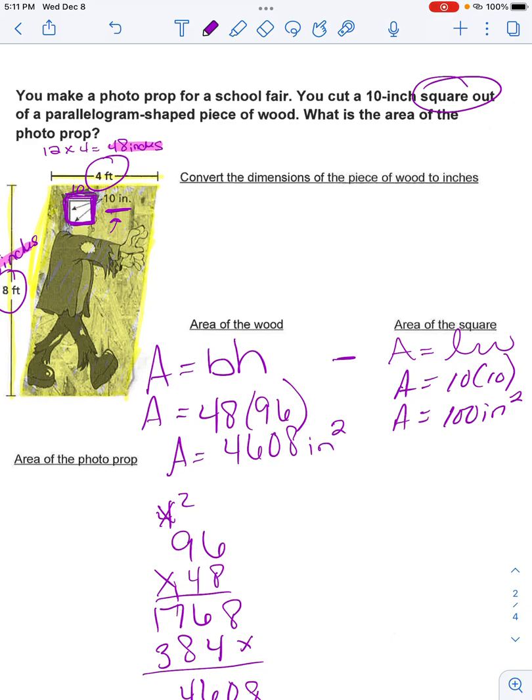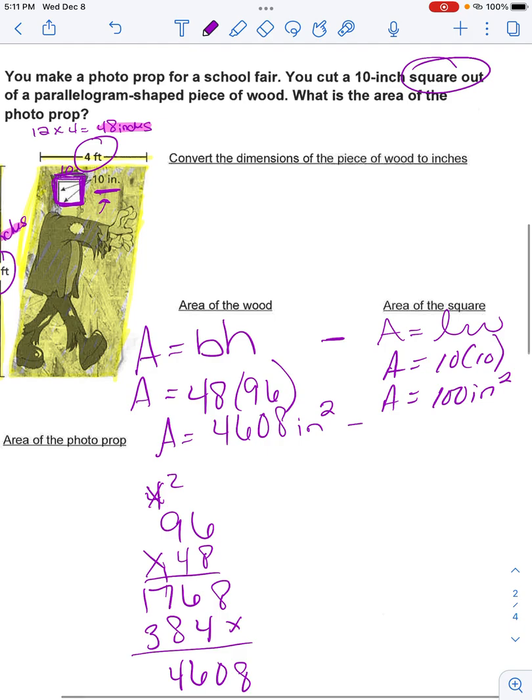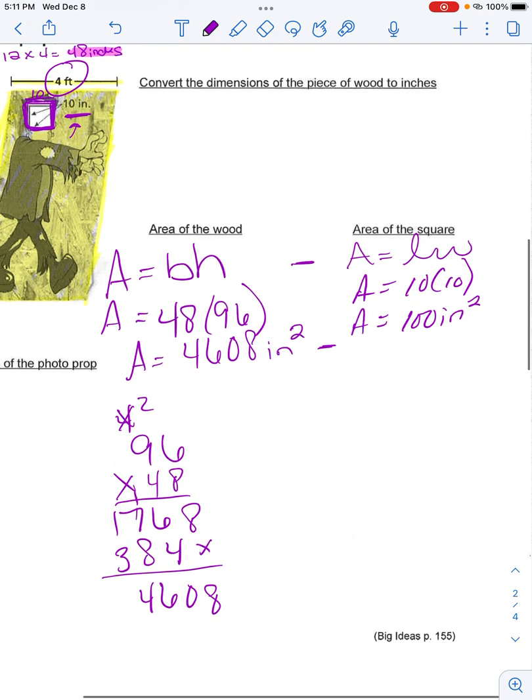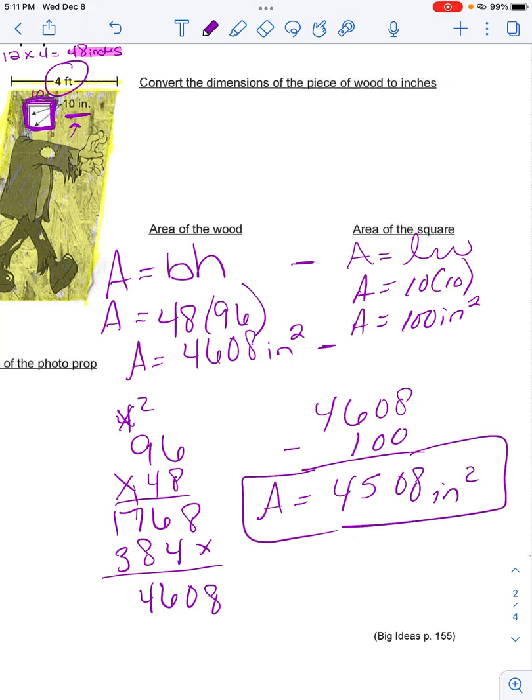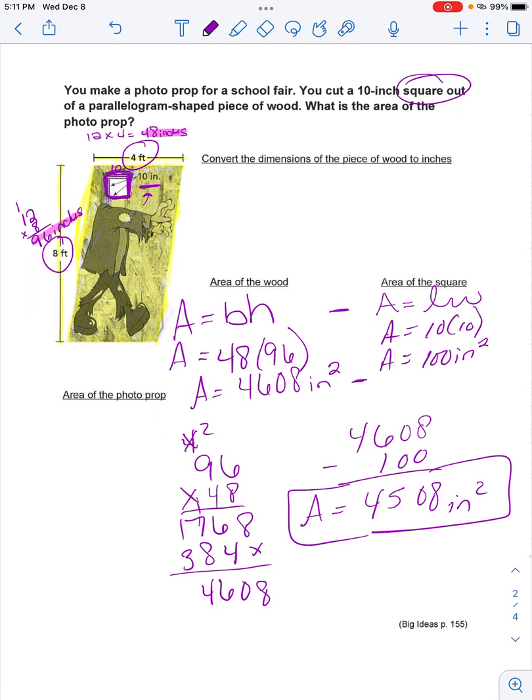So now the last step is to subtract out the area that is not shaded. So we have 4,608 minus 100. So the area that is shaded would be 4,508 square inches. That one was a little bit more tricky because they did not have the same dimensions.